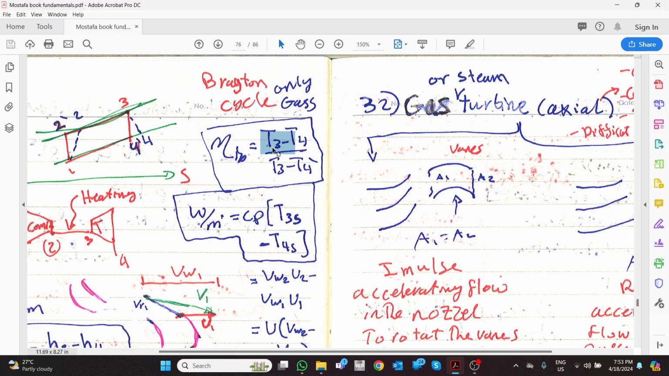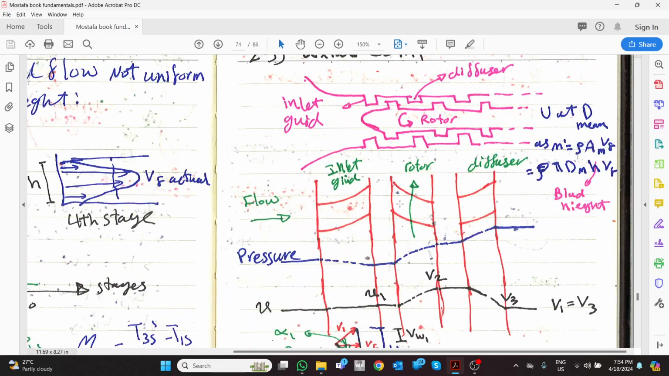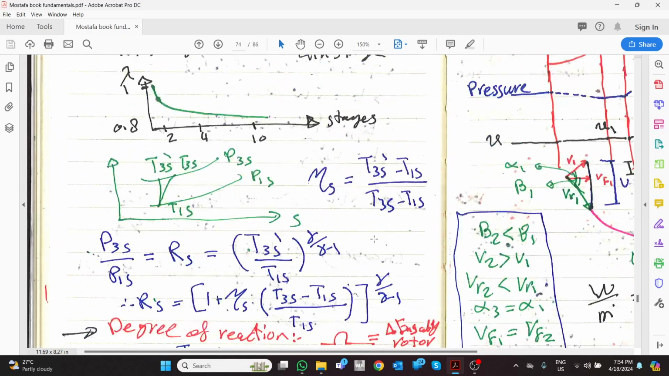So it will be enthalpies here, same equation, which is from 3 to 4 divided by from 3 to 4 dash. This is the isentropic efficiency. If we remember for the compressors, it was the dash minus this one divided by the actual one.